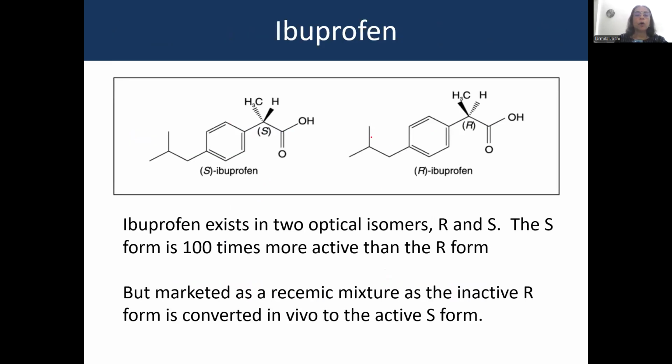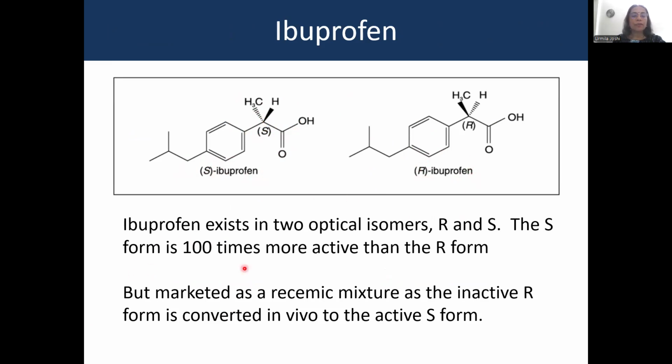There is one drug called ibuprofen. You must have heard about it as Brufen. One of the trade names is Brufen. Now, ibuprofen has this chiral carbon. Chiral carbon meaning a carbon which has 4 different groups attached. So, this is the chiral carbon. This is the S configuration of ibuprofen, and this is the R configuration of ibuprofen.